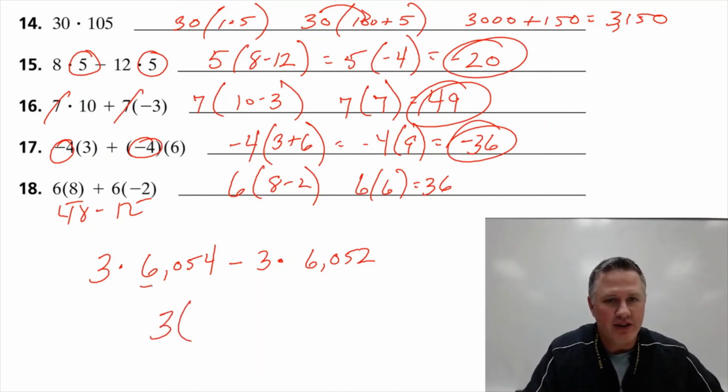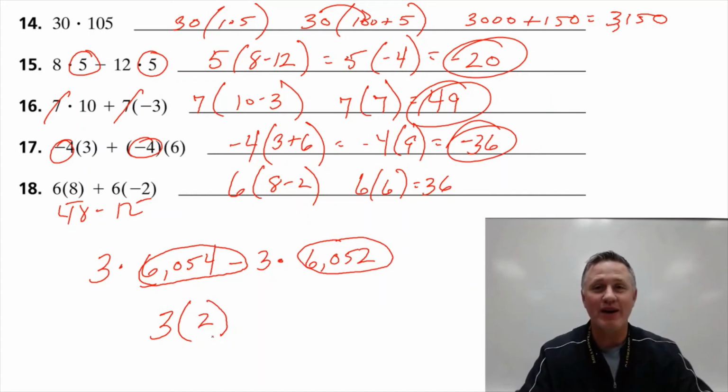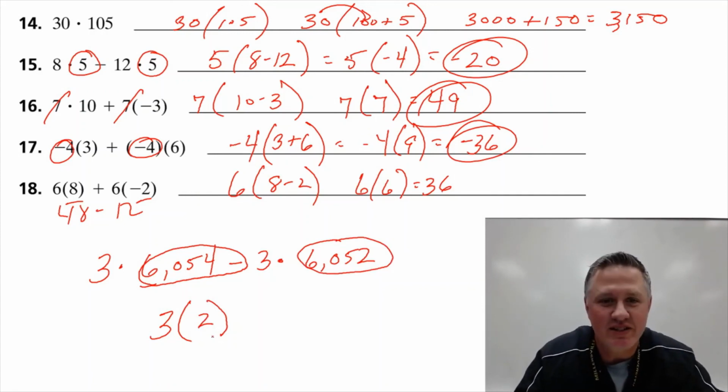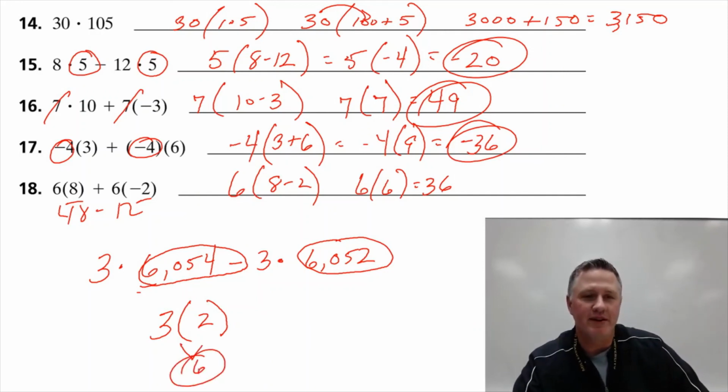So watch. Check this out. 3. Now, can you do this minus this mentally? It's basically looking at this problem and saying 6,054 minus 6,052 is 2, and 3 times 2 is 6. Since they're both times the same thing, you can do that. So we're leading you up to try to do these problems mentally.